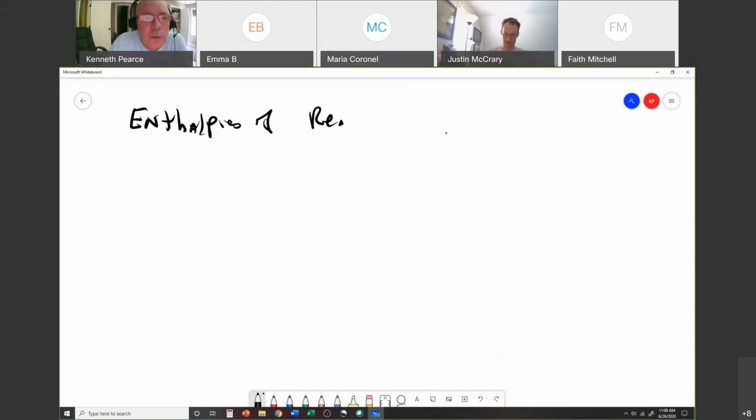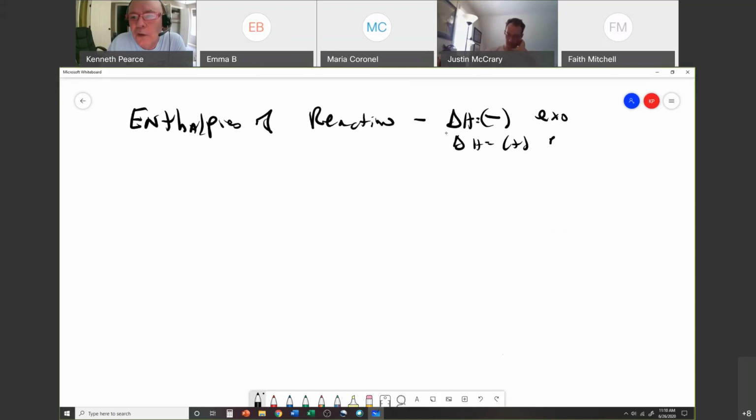All right, here we go. Now remember, if delta H is negative, this makes it exothermic. And if delta H is positive, this makes it endothermic. Okay? Just a sign convention. Positive versus negative.